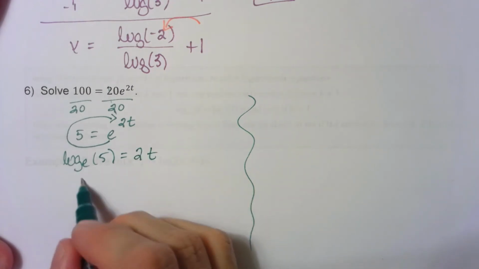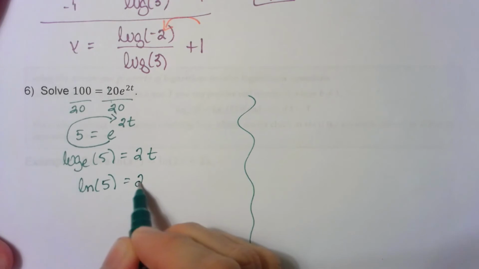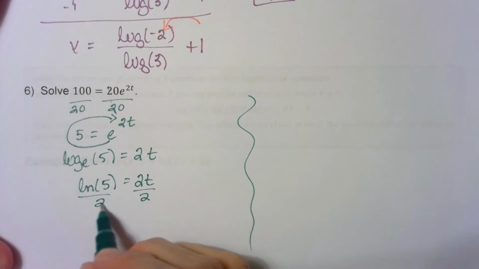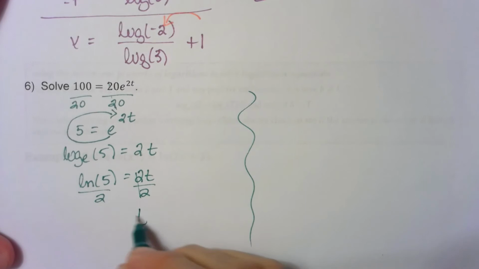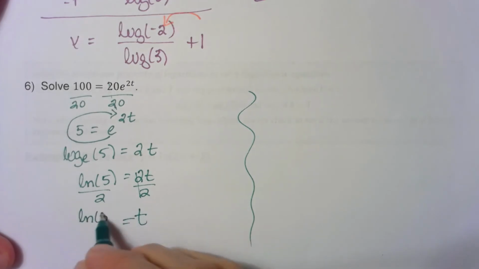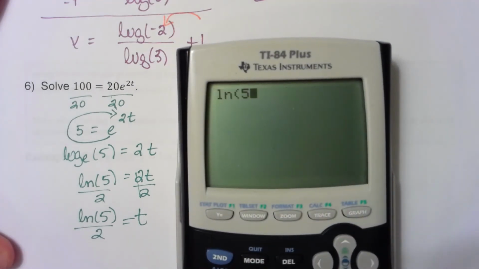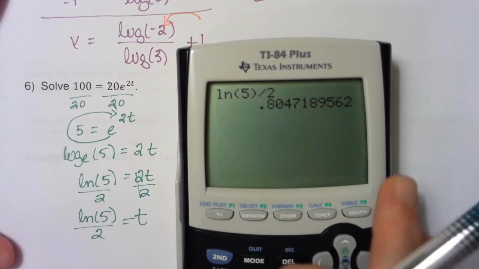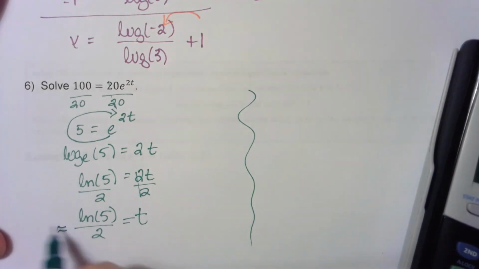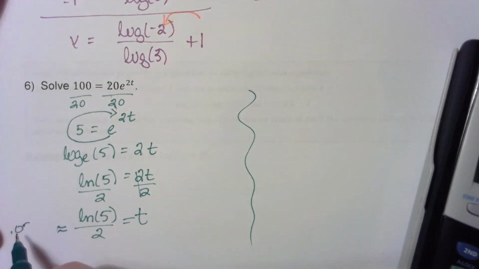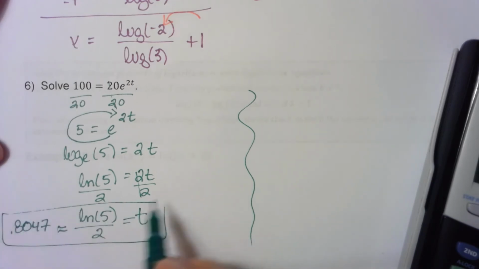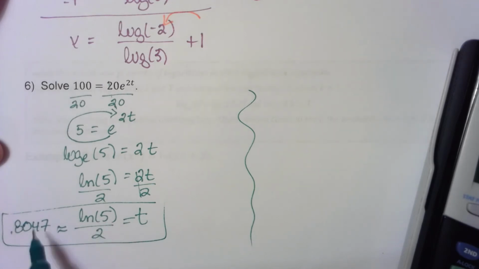Well, log base e is natural log. We can divide both sides by 2, and we end up with t is equal to the natural log of 5 divided by 2. That would be our exact answer. Natural log of 5 divided by 2 is approximately 0.8047. So we have our exact answer and our approximation.